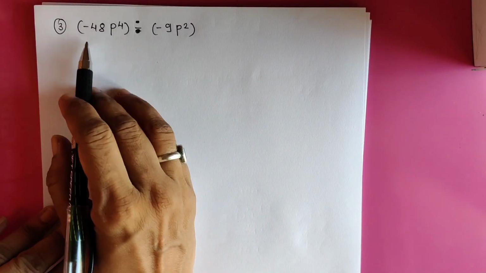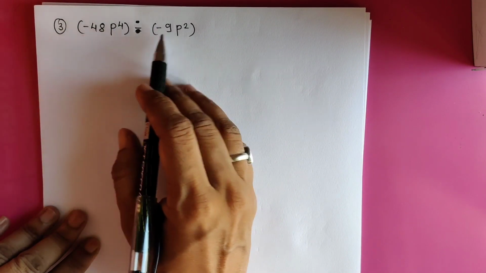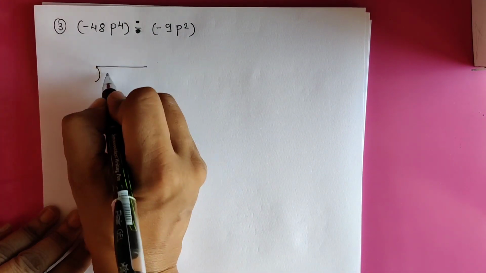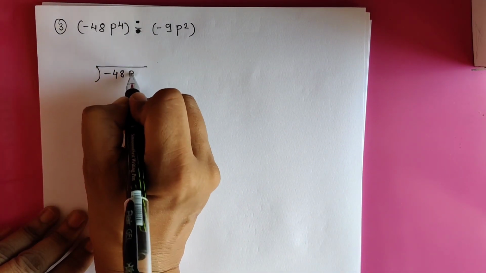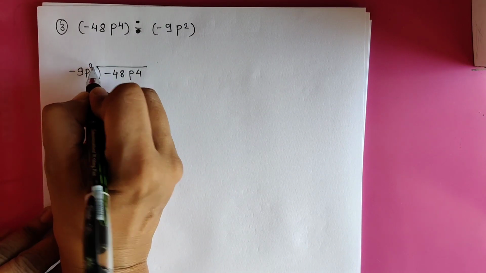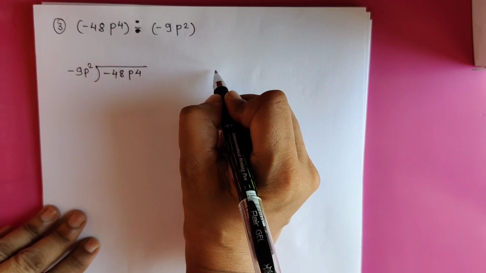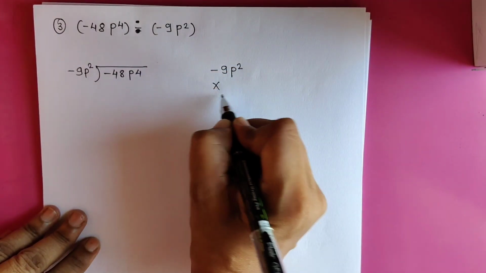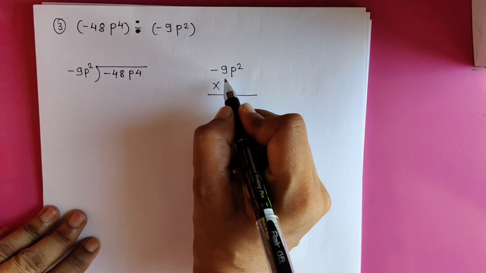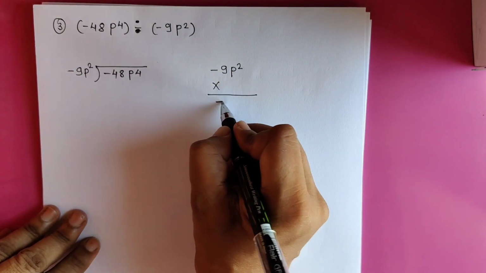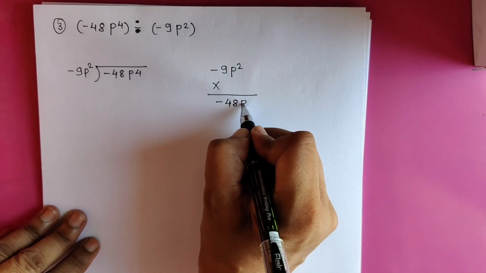Now third sum is minus 48p raised to 4 divided by minus 9p square. So minus 48p raised to 4 we have to write in the dividend, and minus 9p square we write in the divisor. Now what we have to do? We have to write 9p square and we have to find out a polynomial by which if you multiply this 9p square, the answer should be minus 48p raised to 4.